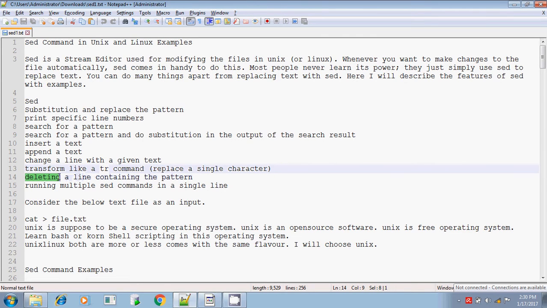The next one, you can delete a line containing the pattern. You are searching for the pattern, and if the pattern is found, then you can delete the line that contains that pattern.